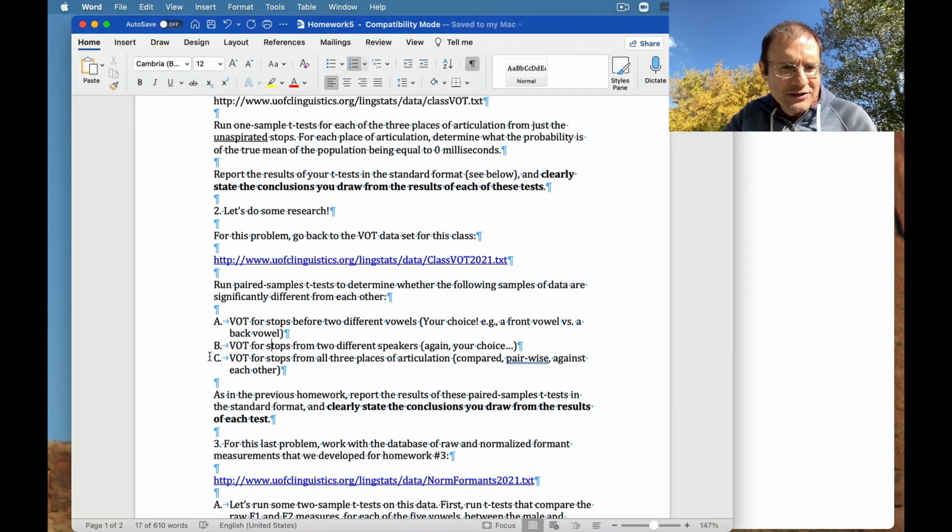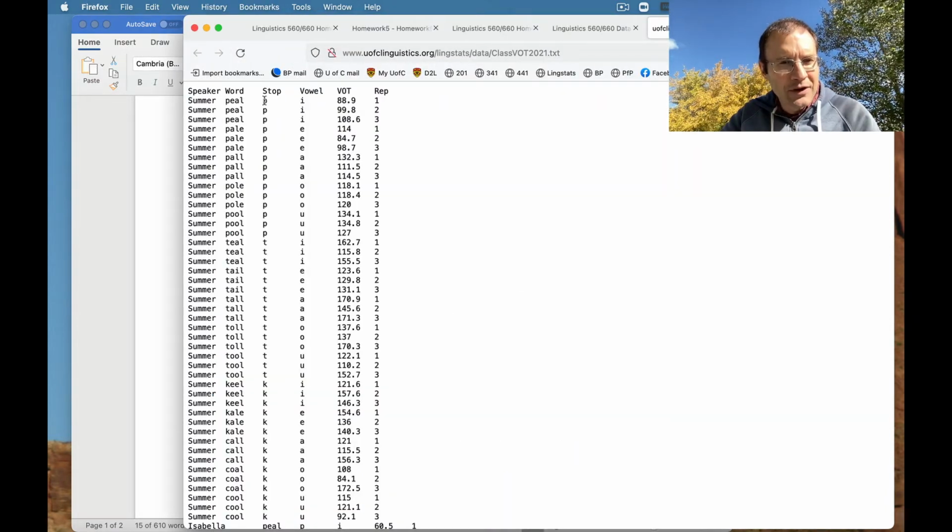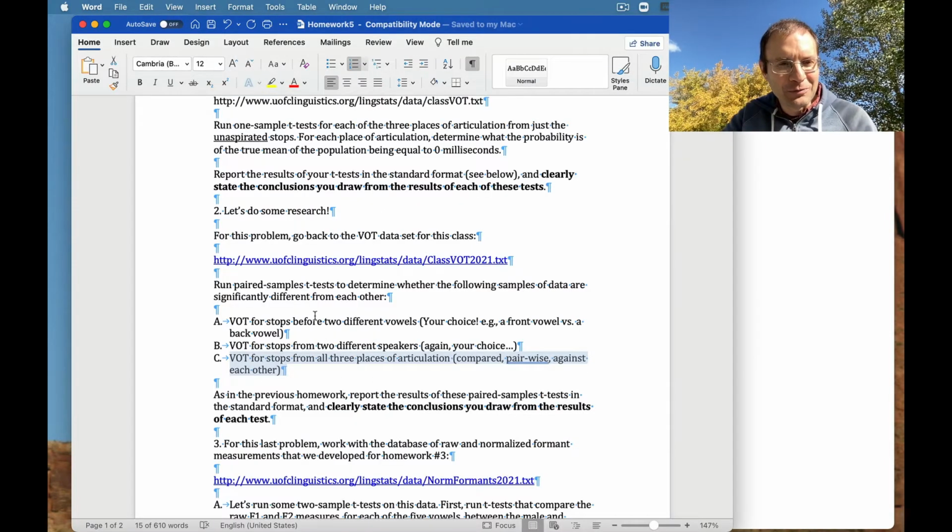And the third variable that I want you to look at, which I just talked about a second ago, is the VOT for stops from all 3 places of articulation. I want you to compare them pairwise against each other. So there are 3 different places of articulation. There's P, there's T, and there's K, or there's bilabial, alveolar, and velar stops. So you'll be making 3 comparisons there, right? P versus T, P versus K, T versus K. Got it? So in total, you're going to run 5 different paired samples t-tests for this question on the homework.